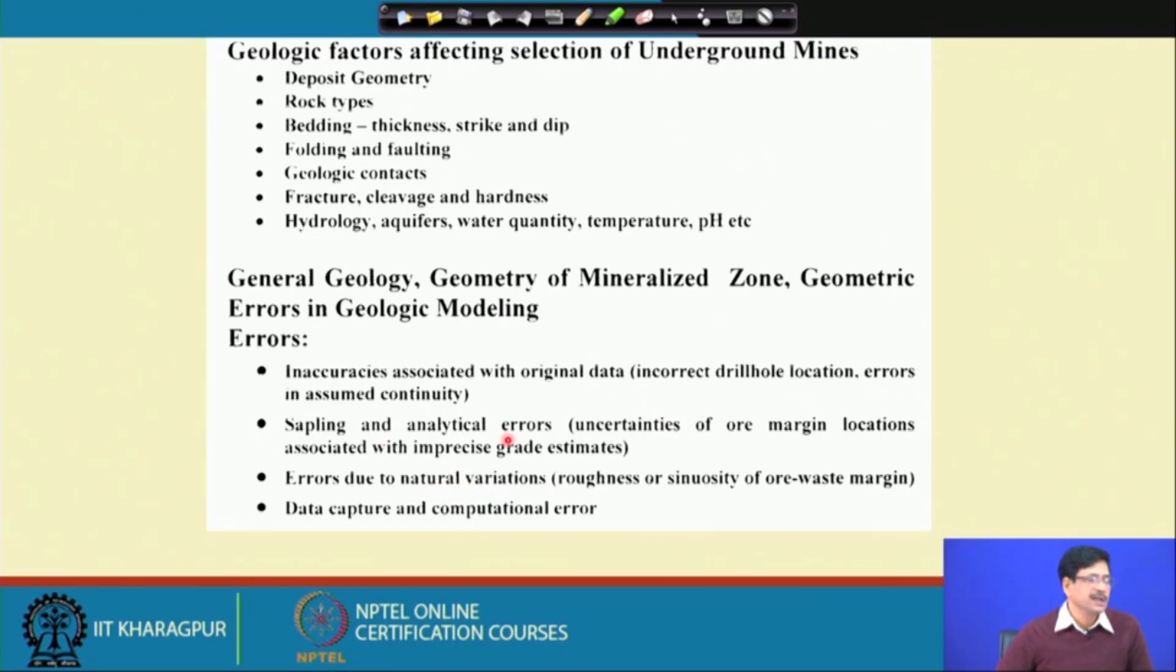The sampling and analytical errors, because there could be uncertainties of the ore margin locations, and sometimes there are areas where we call outliers, where a very abnormally high value of the grade is present. That is not a usual feature, but such kind of sampling creates problems for the calculation of the average grade for the global estimates. Errors due to natural variations, the roughness and sinuosity of the ore waste margin, data capture and computational errors.